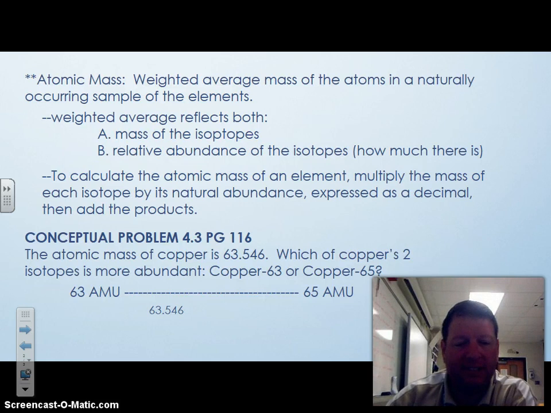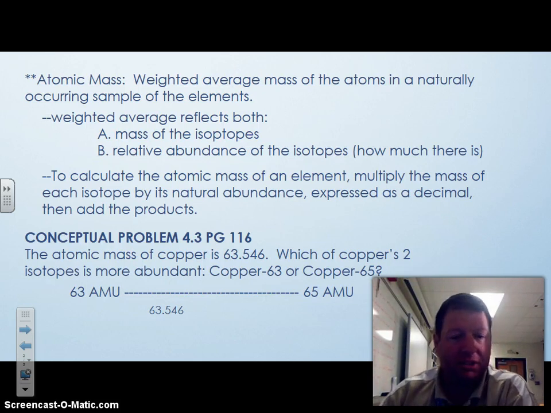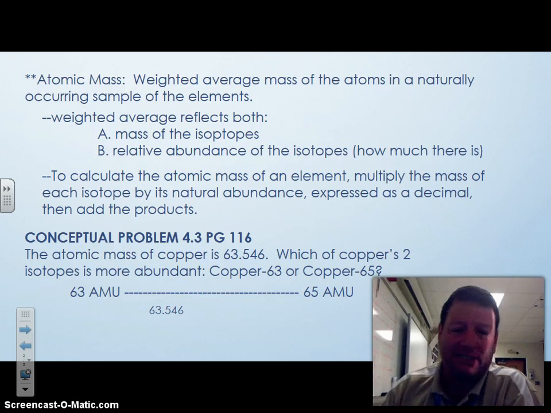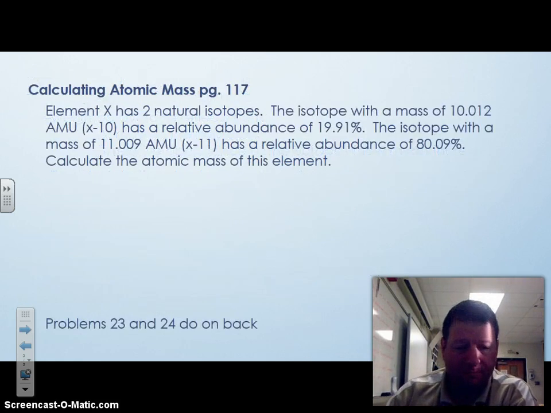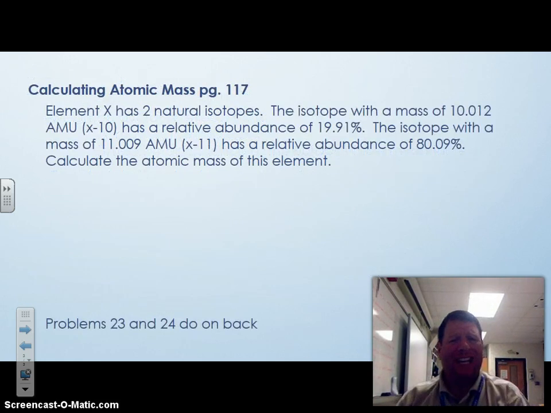We have 63 and 65. If the atomic mass is 63.546, that is closer to 63 than it is 65. What does that tell us? Yeah, that's right. That tells us that there must be way more 63 than there is 65. And that's why our atomic mass average is 63.546. This is an estimate, okay? But how about if we want to do the actual math?